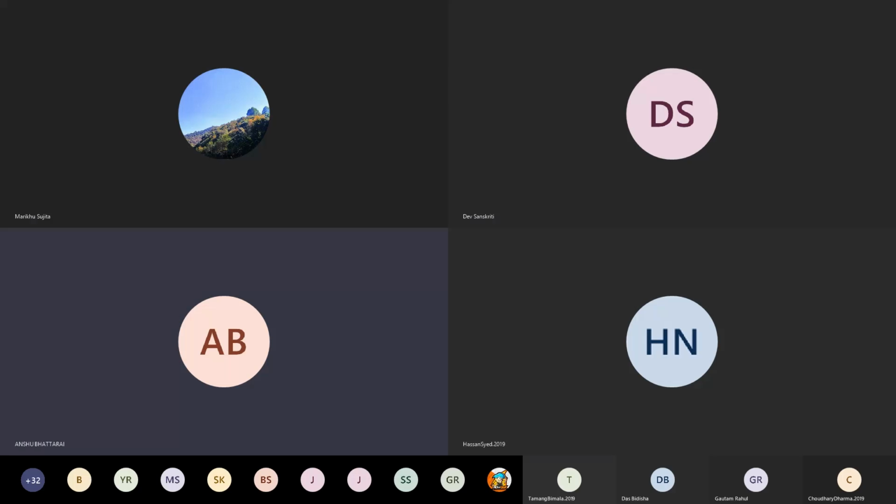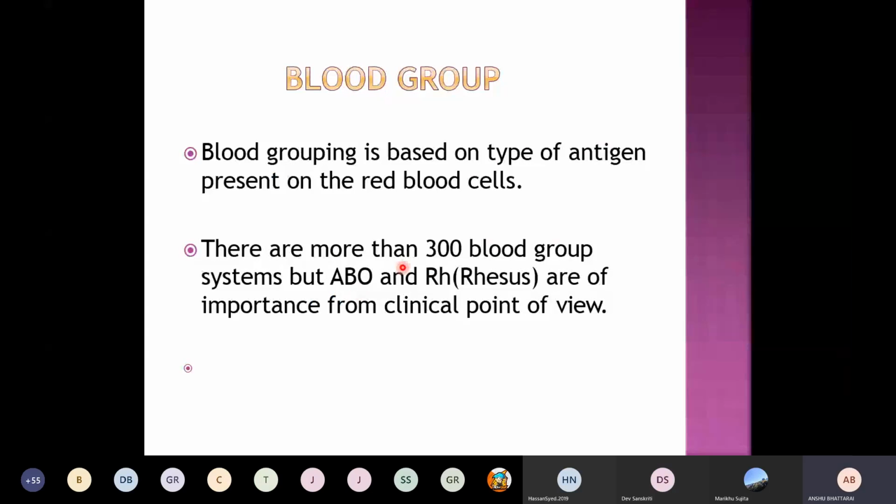Which is the most common one, the ABO system and the RH system or rhesus system. Those are the most important and most commonly used blood groups from a clinical point of view. However, there are more than 300 blood group systems, but we won't be considering all of them. The ones that are important to us are the ABO blood group and the rhesus or RH blood group.